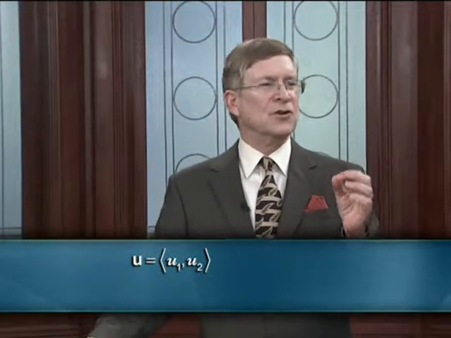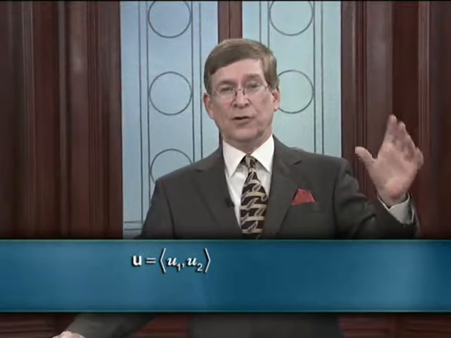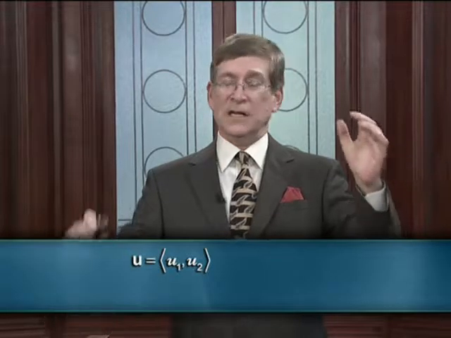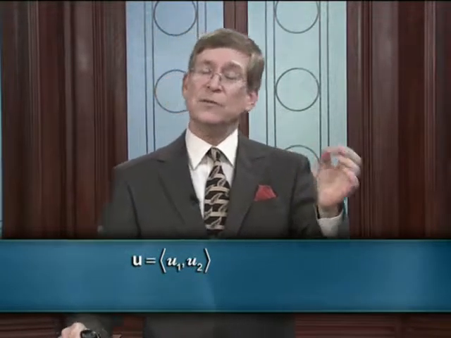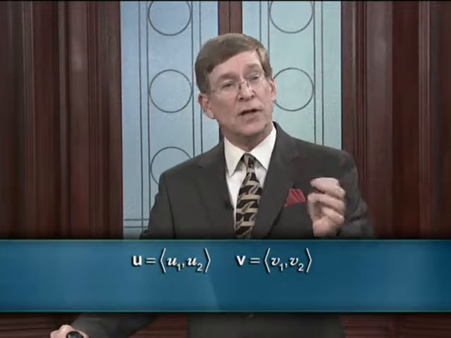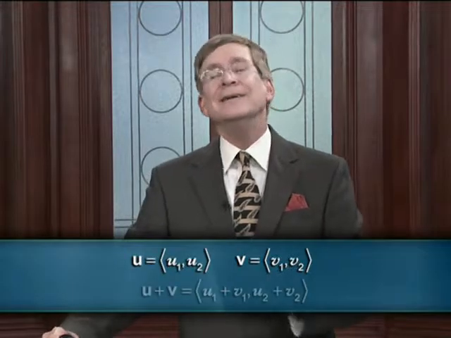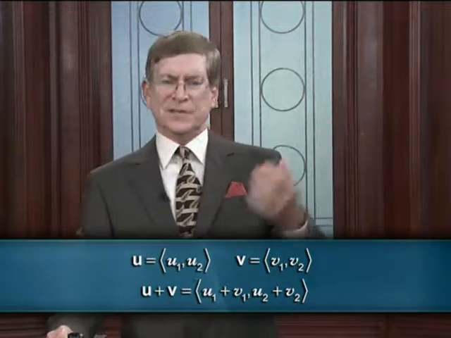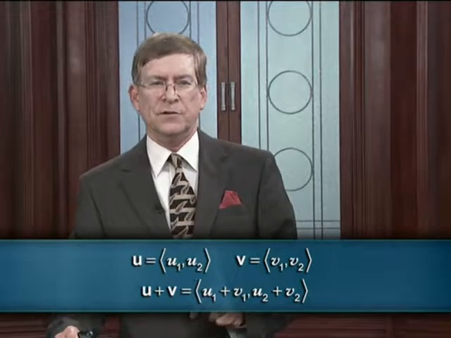Suppose you have the vector u1, u2, and I'll denote that vector u. So u equals, in component form, u1, u2, and in a similar fashion v is v1, v2. How do you add them? u plus v, you add the components. Thank goodness, it's a pretty easy definition. u1 plus v1, comma, u2 plus v2.